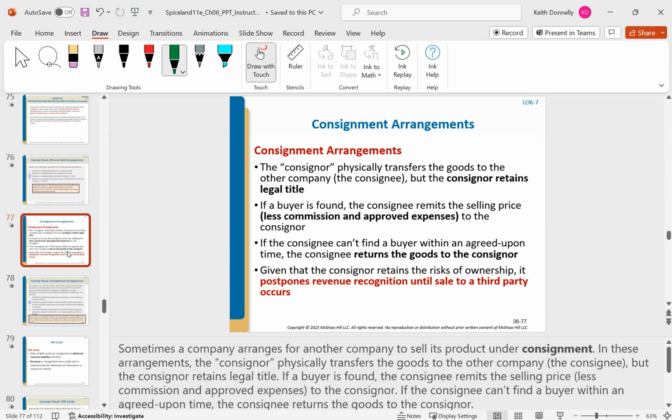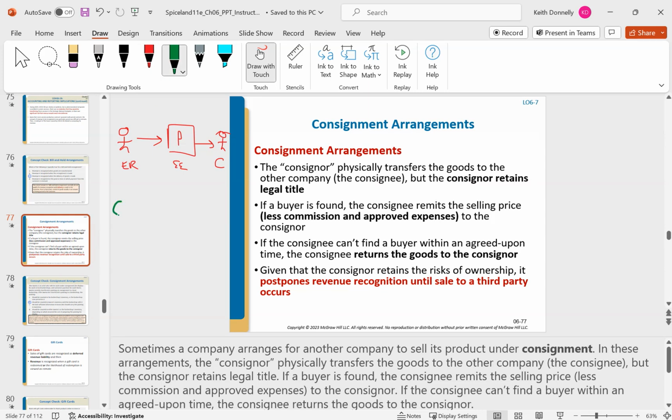How about consignment arrangements? What's going on here? You're going to have a consignor, you're going to have a consignee, we'll just say a pawn shop, and then we'll have a customer. We'll make the customer a female there. So customer, consignor, consignee. What's going on? And it's not always a pawn shop. I just use this for the sake of example to help you understand it.